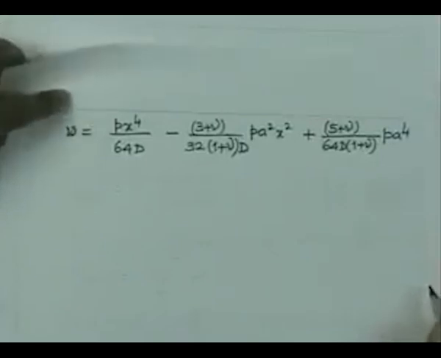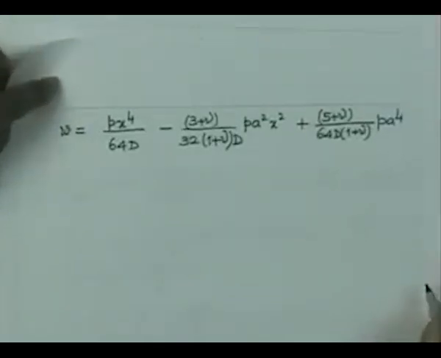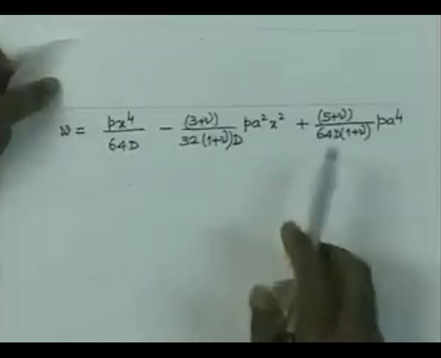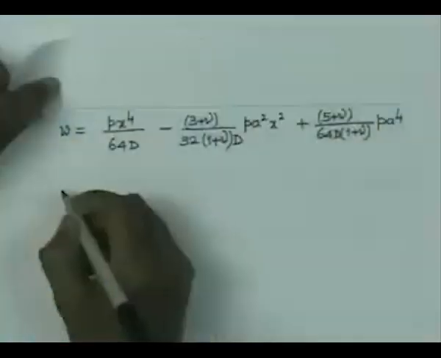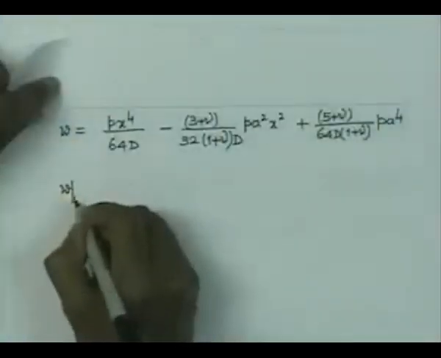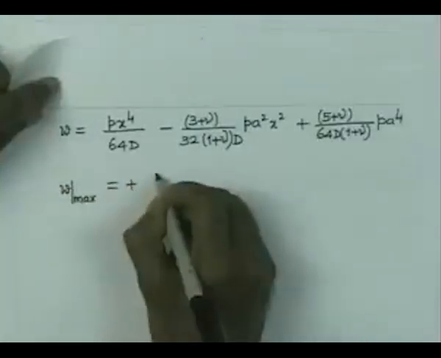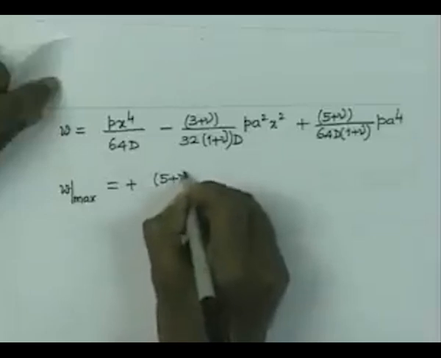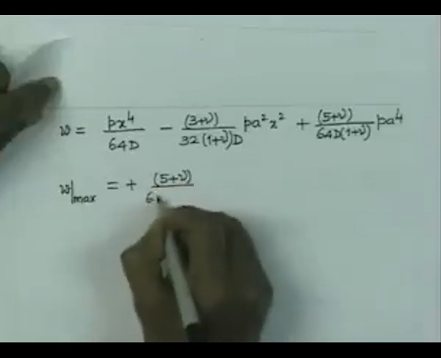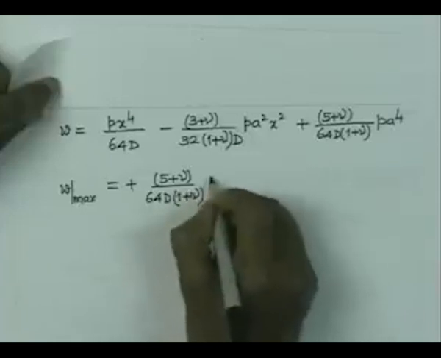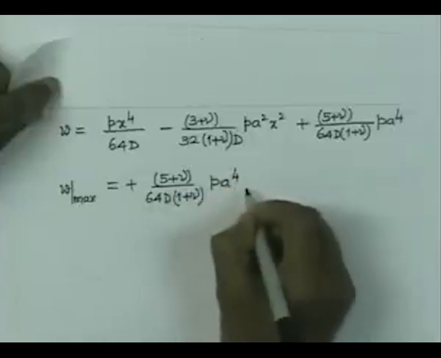And you can see that the maximum deflection of the plate is going to occur at x equal to 0, and the value of the maximum deflection is given by this expression. So, in this case the maximum deflection is going to occur again at the center, and this maximum deflection is equal to (5 plus nu) p a to the power 4 divided by 64 D (1 plus nu).